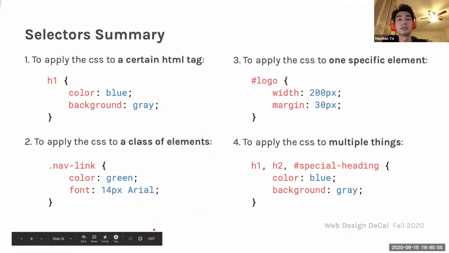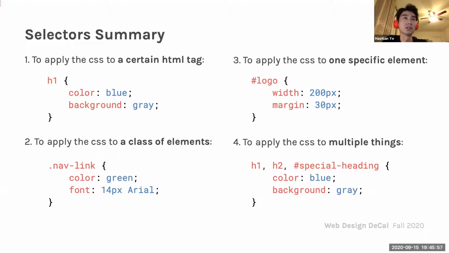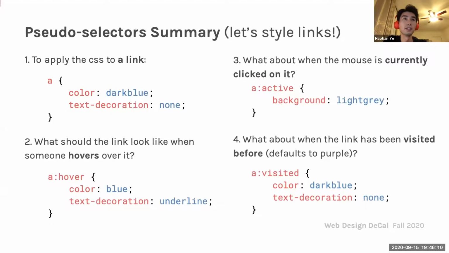And then I'll just skip these slides. We're kind of running out of time. But this is how we select elements based on tags, class IDs, and then how we select multiple elements. And then same thing for pseudo selectors. We can apply the same concept.